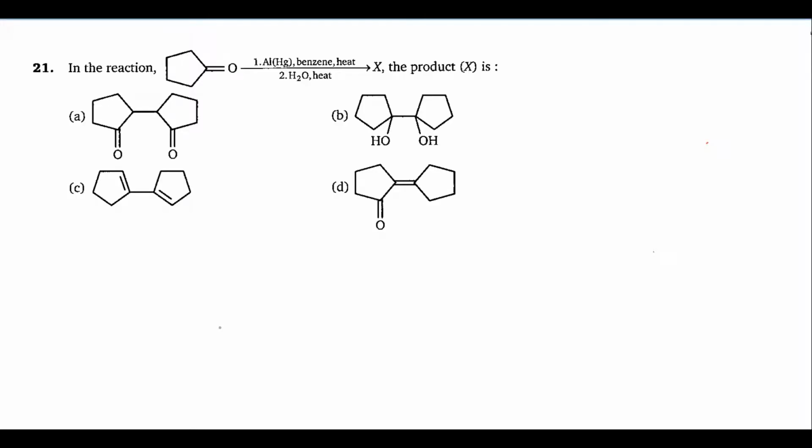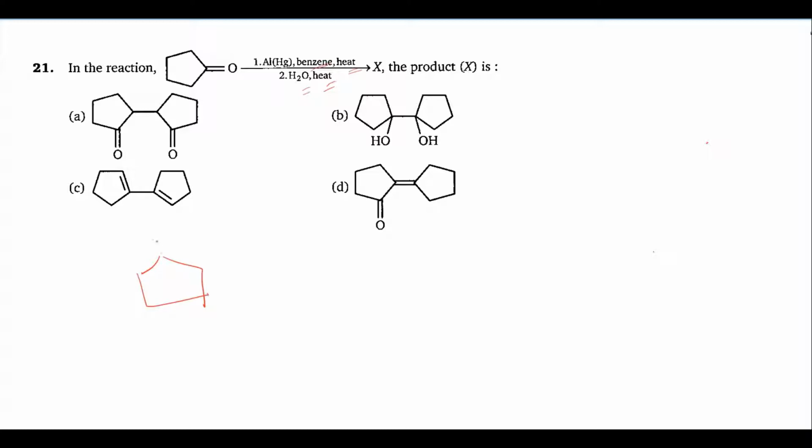Question number 21 from carbonyl compounds. So I will write it here. This is cyclopentanone. Cyclopentanone is treated with aluminum amalgam, and benzene heating and water heating is there. As you can see here, this is cyclopentanone.